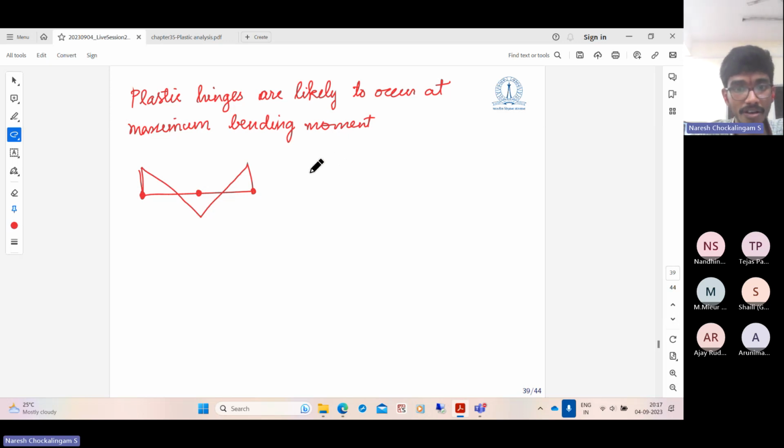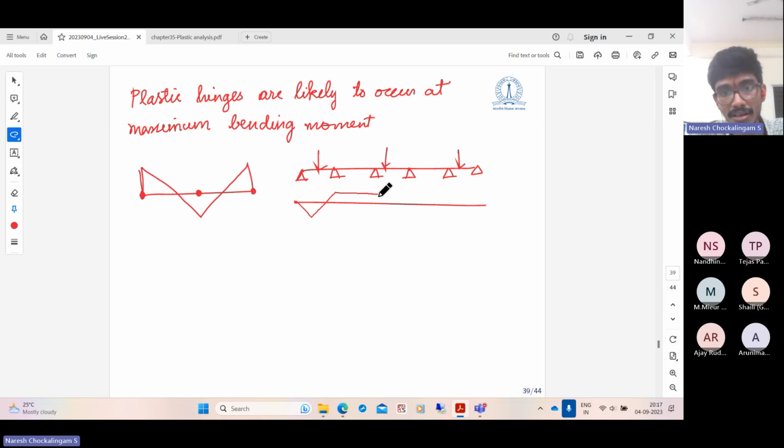From a problem solving point of view, if you have a continuous beam like this, say a many span continuous beam, with forces somewhere like this, just get a qualitative bending moment diagram. Here the bending moment has to be 0, here some value, here some value, and so on. So this is how it is. Plastic hinges can form here, here, here, here, here, here, and here. In this case, the number of plastic hinges is 1, 2, 3, 4, 5, 6, 7.